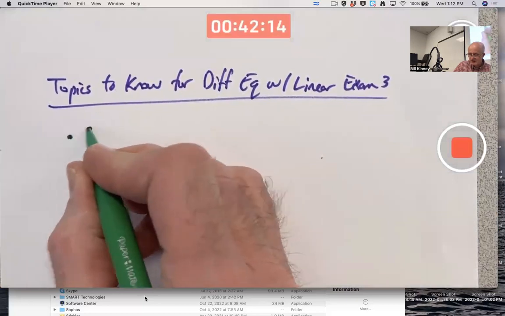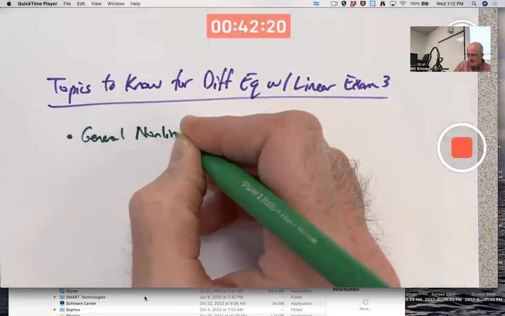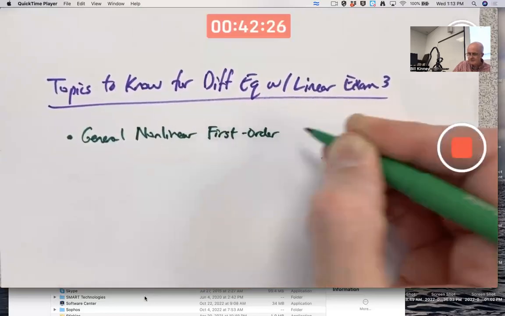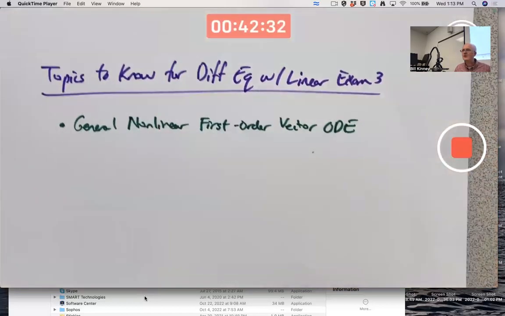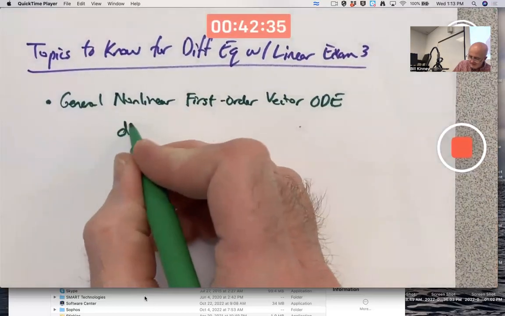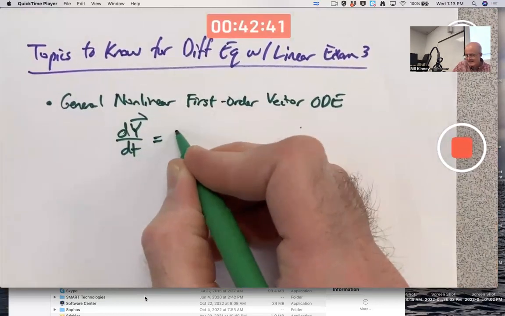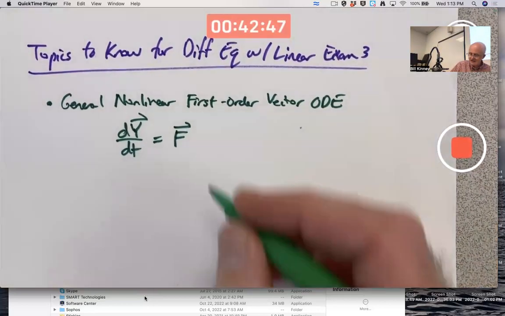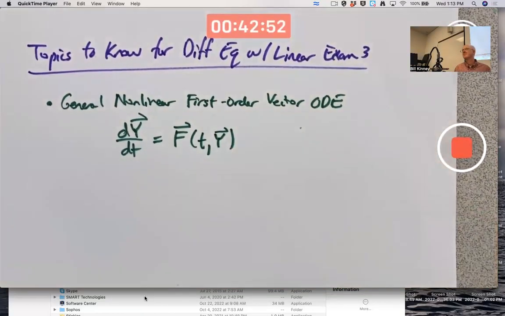So we got our general nonlinear first order vector differential equation. ODE means ordinary differential equation. d vector y dt is equal to some vector field. In general, we call that capital F. And in general, the vector field could depend on both time and y. That's a possibility.